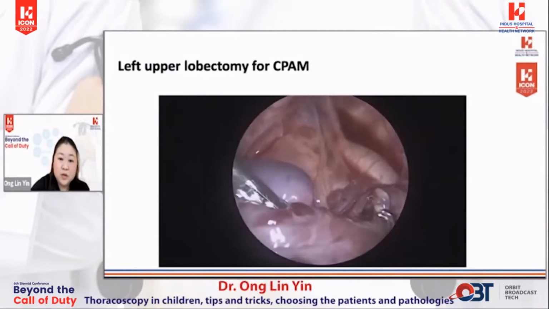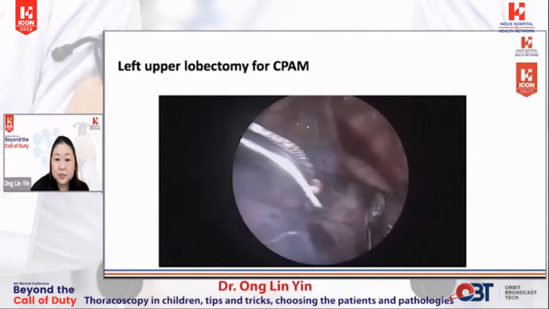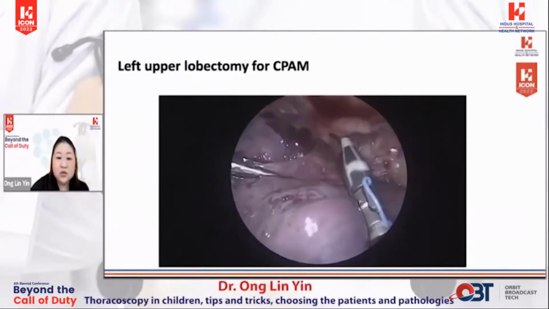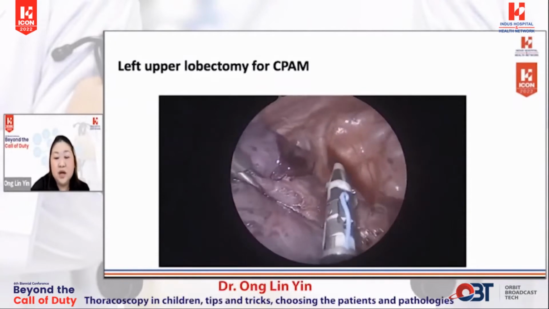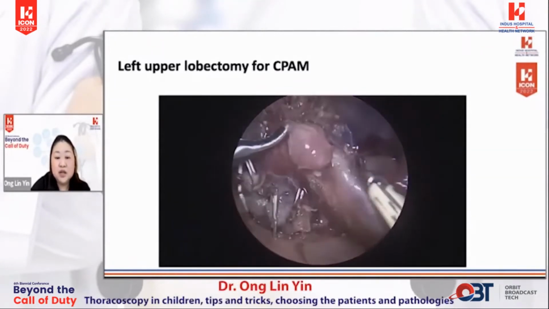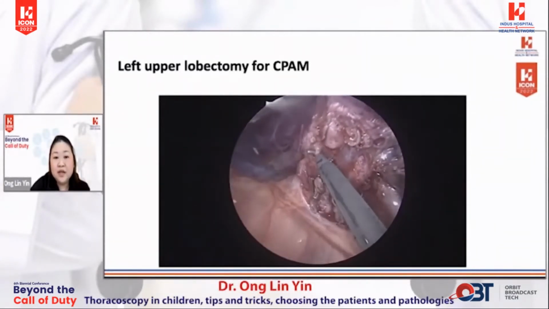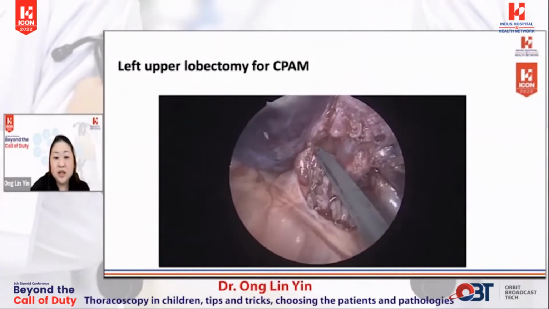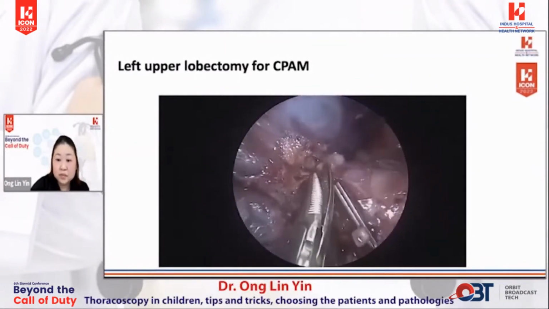We now move posteriorly where the lingular arteries are, and there are two of them. It is also important to be aware of potential variations in pulmonary vasculature anatomy. Having taken the arterial supply, we move on to cleaning up the oblique fissure, and this will help us to skeletonize and isolate the bronchus and complete the lobectomy.